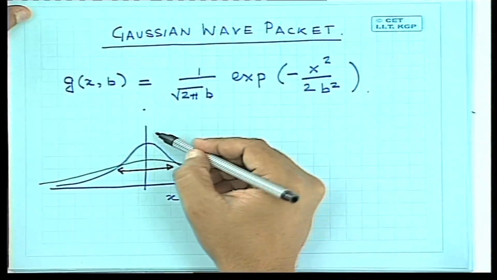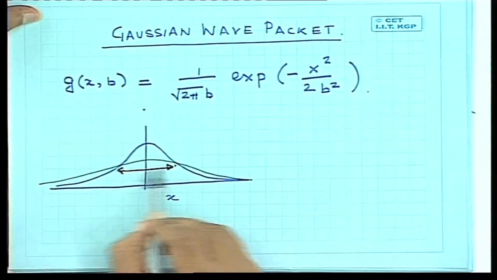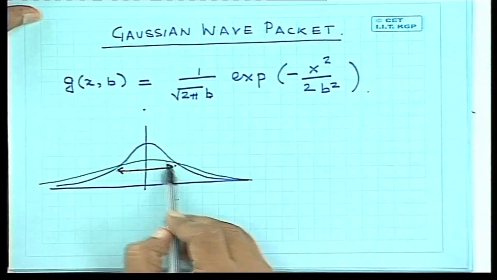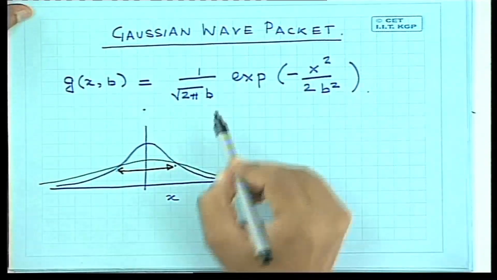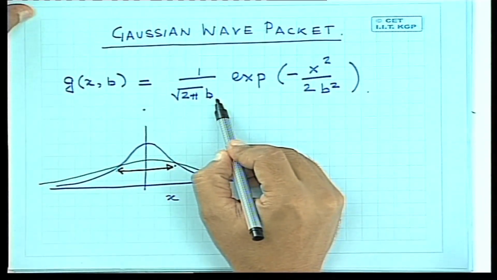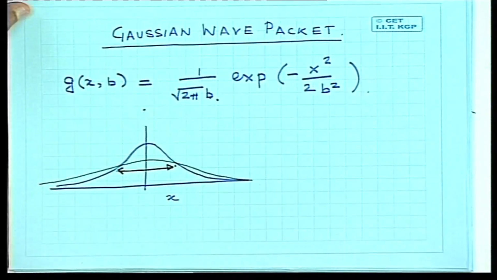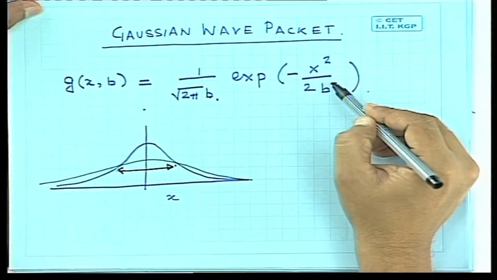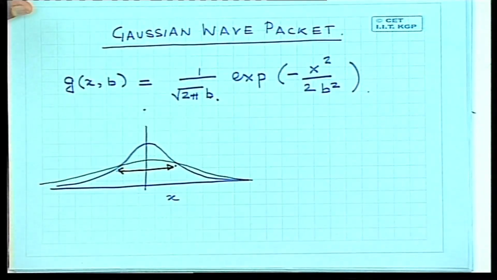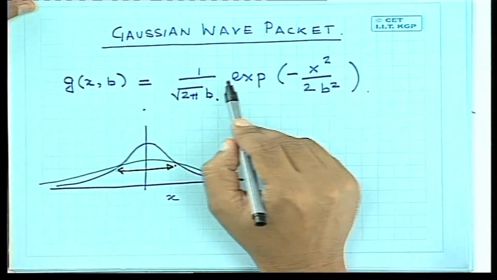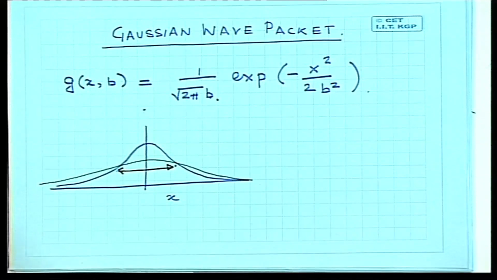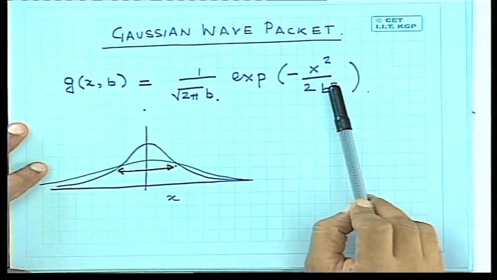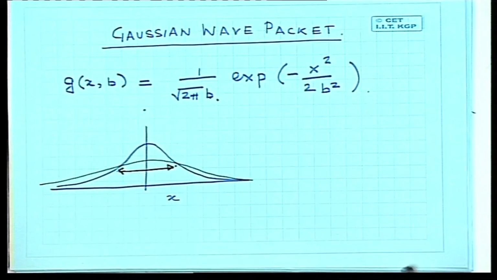You may say that the width is defined by the points where the value of the function falls to half the maximum value, the full width at half maxima. And that is characterized by this parameter b. The larger you make b, the wider is the function, because the slower this x square by b square increases, the slower the exponential of this minus quantity falls off. So this is the first feature of the Gaussian which you should note. The larger the value of b, the wider is the Gaussian.